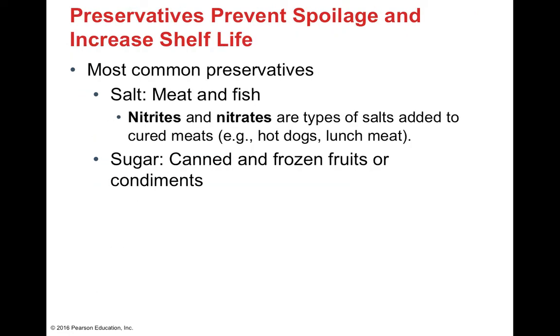The most common preservatives are going to include things like salts and sugars. Preserved meat and fish can have a ton of salt added to them to cure them. Hot dogs, for example, or lunch meats can have nitrates and nitrites added to them. These are different types of salts that are added to cured meats. And canned or frozen foods or condiments are often going to be cured with something like sugar.